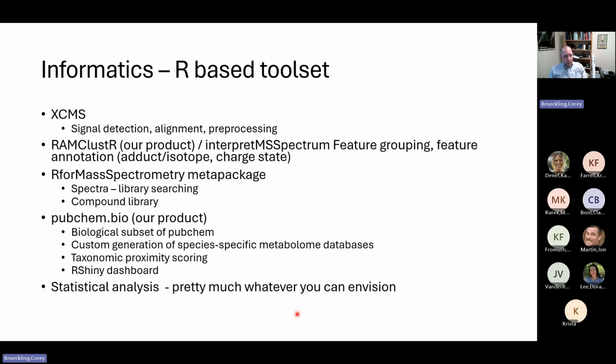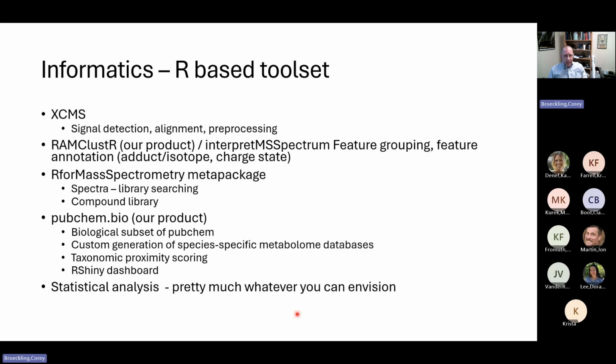But our standard workflow, we're processing data using a program called XevoMRT, which detects signals, aligns them across samples, and can do other pre-processing workflow steps. Then we use a product called RAMClustR, which we wrote here at CSU, which calls a program called InterpretMSSpectrum. What these do is group features from XevoMRT and annotate those features to say, does this look like a sodium adduct or a potassium adduct? Is this an isotope or the monoisotopic peak? And what's the charge state?